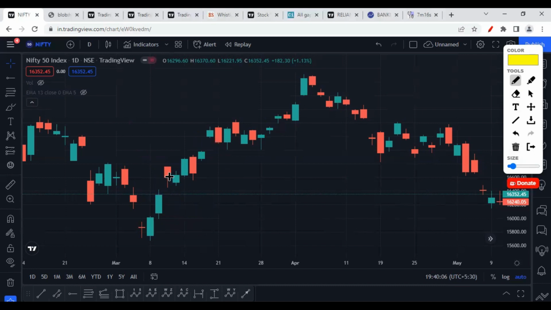The gap also gives you the idea that there is a potential trend change, and that it is going to reverse on the upside if the gap gets sustained. So for swing trading, you can use this method.